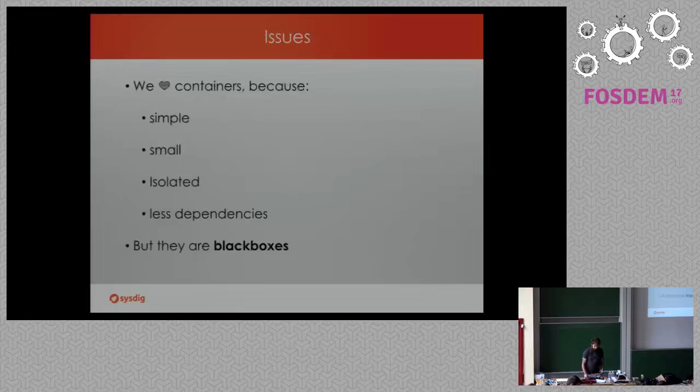We love containers for multiple reasons. Probably four to mention: they are simple, they are small most of the times, not always. They are isolated from a security point of view, that's nice. They have fewer dependencies, we ship everything, we don't have to deal with messing things around. But they are black boxes. We cannot see what's happening inside as we used to do before. Or we have to break these things and install the troubleshooting tools inside, which is not the desired or the best option.